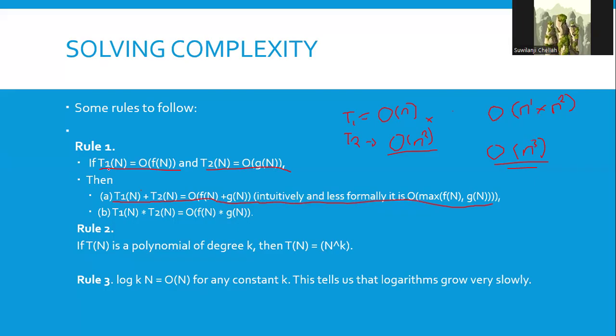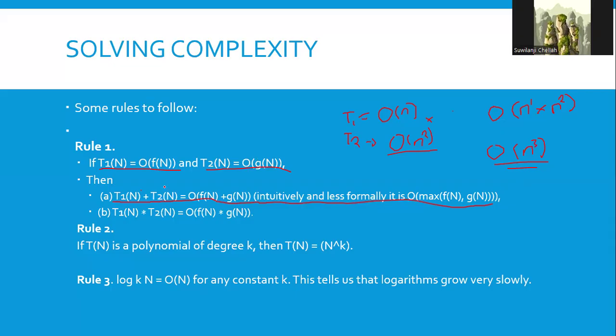So when we have the time complexity of this one and the time complexity of this one, when you multiply these two functions, we multiply the big O of those two, which is big O of n to the power 1 and big O of n to the power 2. So when you multiply these two, we have big O of n to the power 3. Okay, so that's rule number 1.